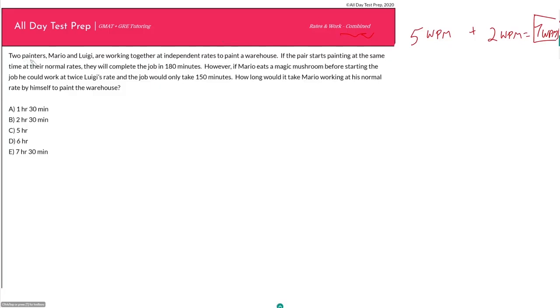So this question says, two painters, Mario and Luigi, are working together at independent rates to paint a warehouse. If the pair starts painting at the same time at their normal rates, they will complete the job in 180 minutes. However, if Mario eats a magic mushroom before starting the job, he could work at twice Luigi's rate, and the job would only take 150 minutes. How long would it take Mario, working at his normal rate by himself, to paint the warehouse?